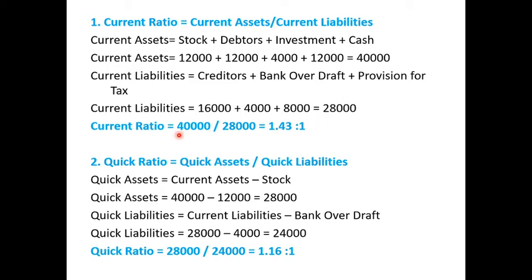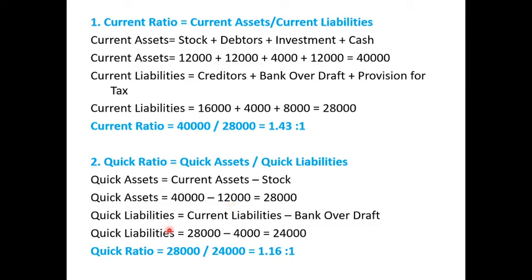Now current ratio is equal to 40,000 divided by 28,000, that is 1.43:1. Then quick ratio. The formula for this is quick assets divided by quick liability. Then we need to calculate the quick assets. Quick assets is equal to current assets minus stock. Current assets already we have calculated, that is 40,000 and stock is rupees 12,000. Quick assets is rupees 28,000.